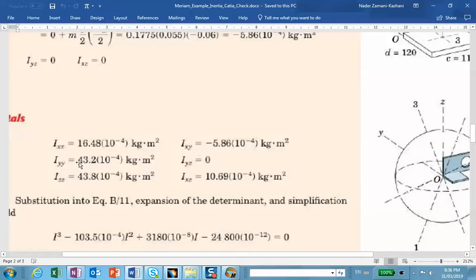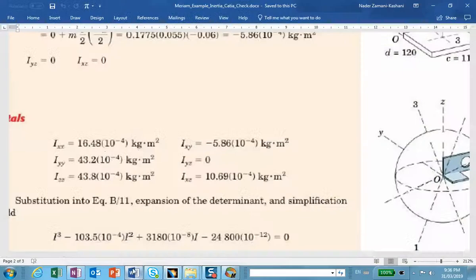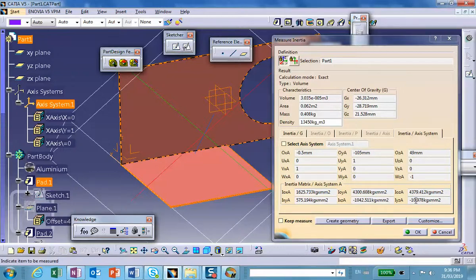Now, let's check something else. Let's check, for example, IXX. IXX is right there, 1625, but this is a kilogram meter square, which is consistent with this 16 whatever. Let's check this one, IYZ. IYZ is right here, and although this is not zero, look at the number. It's a lot smaller compared to these other numbers. So for all practical purposes, this can be assumed to be zero.